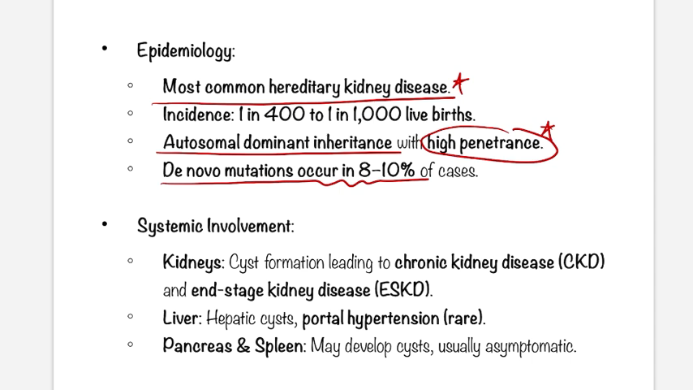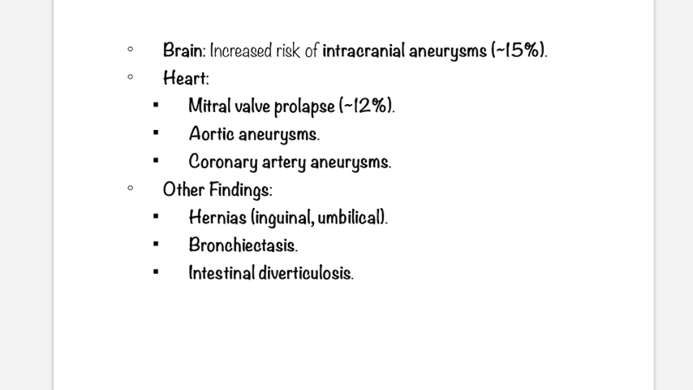So what systems are involved? Kidney is obviously involved. That's why it is named like that. Cyst formation leads to chronic kidney disease and then end stage kidney disease. In the liver, hepatic cysts. Liver is the most common extrarenal manifestation of autosomal dominant polycystic kidney disease. Pancreas and spleen cysts may develop, but they are usually asymptomatic.